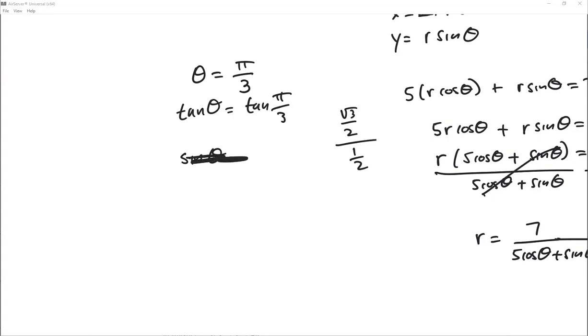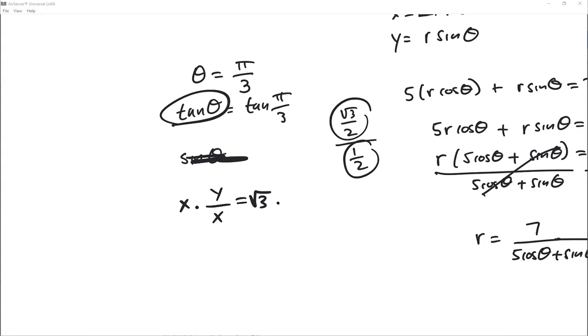Okay, so this is equal to radical 3, right? Let's go back to this. This is radical 3, and this is equal to y over x. You guys see that? So tangent is equal to y over x. So you should get y by itself pretty much. So multiply both sides by x. So y is equal to radical 3 x.